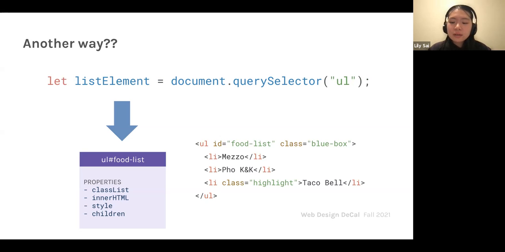If we want, we can also use UL, which is the HTML tag for the list. This will only work if this list was the first list on our page. But since it was the only list that we have, this will work exactly the same way and get the same item. It's just multiple ways to refer to the same element.